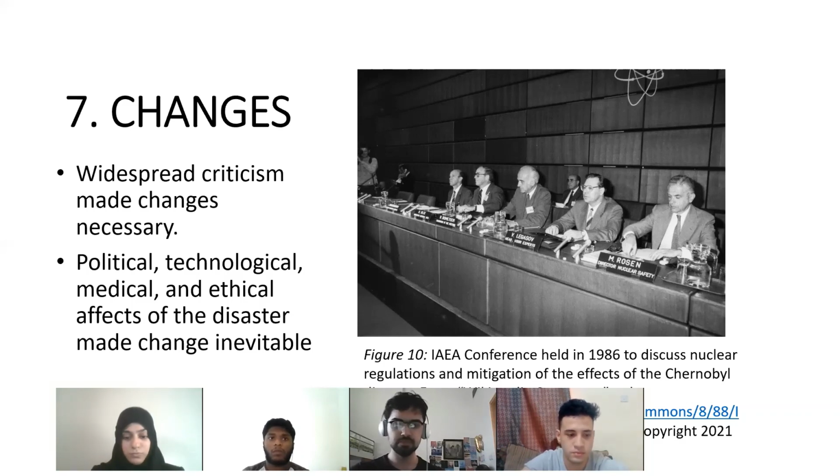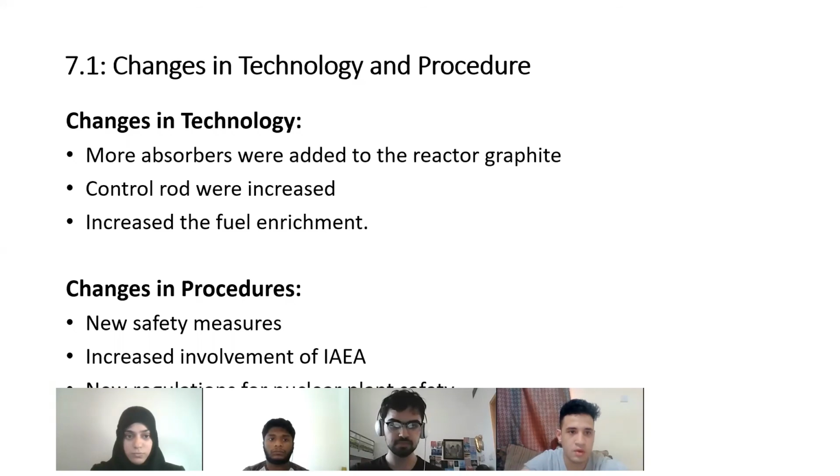Slide. Right, the changes in technology and procedure. One, change in technology. After the great disaster occurred, people decided that several changes need to be made to Chernobyl, and serious decisions need to be taken. The first important change is that more absorbers were added to the reactor graphite. Graphite was the main component used because it is a neutron moderator, and by placing the rods in the correct position, it would control the neutron moderation very well without any issues.